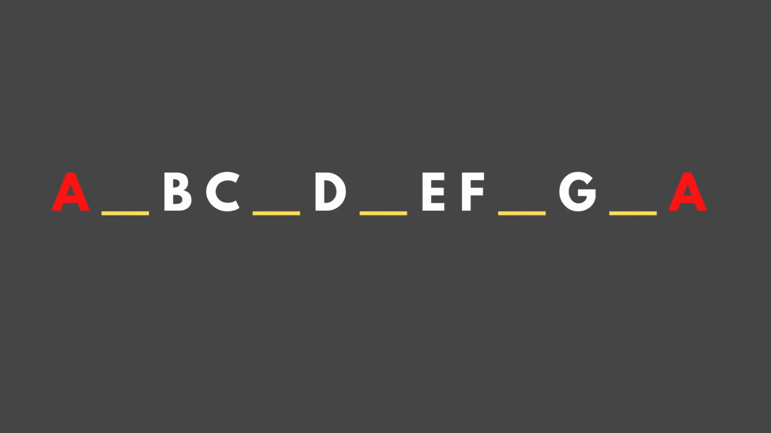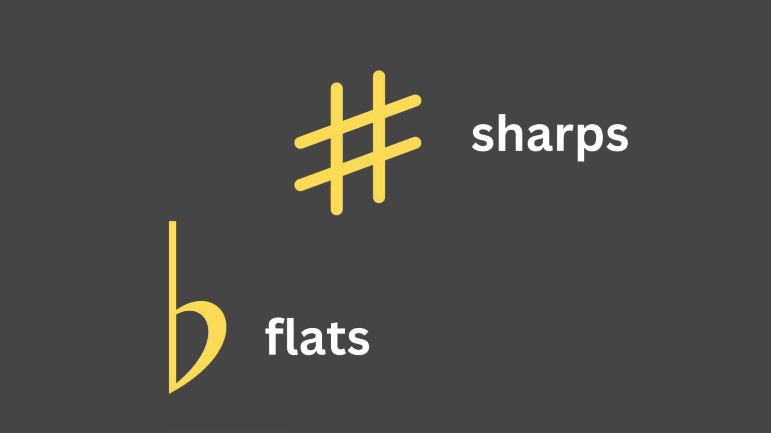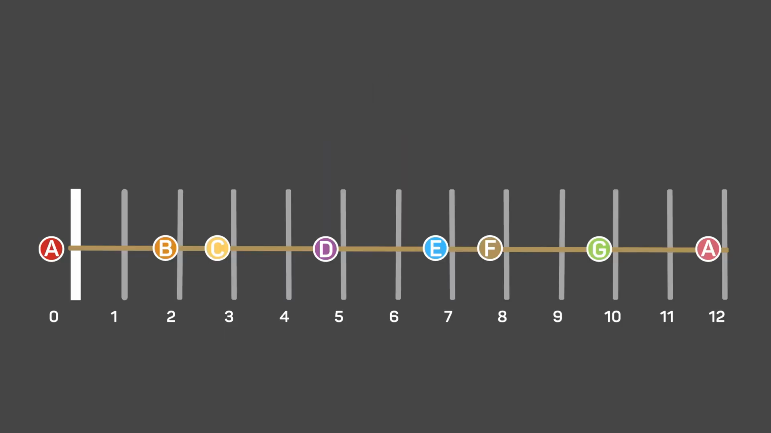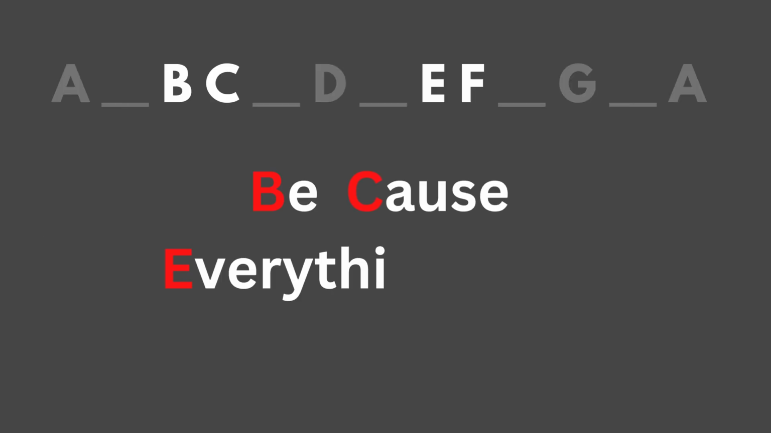Step 5. B, C, and E, F. It's important to note there are other notes in between many of the letters. These are called sharps and flats. It's best to learn these one by one after we've mapped out all the simple letter names. A good way to find notes on a single string is to remember that B and C are only one fret apart, and the same goes for E and F, because everything's fine.